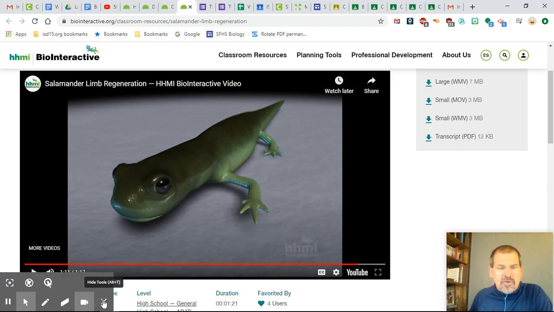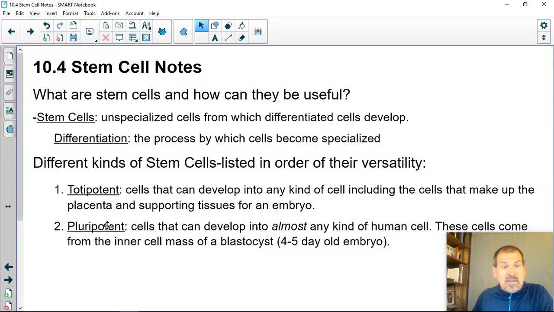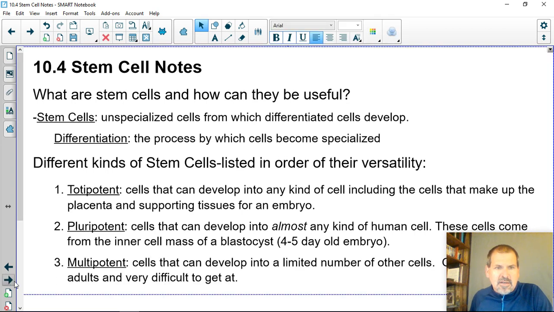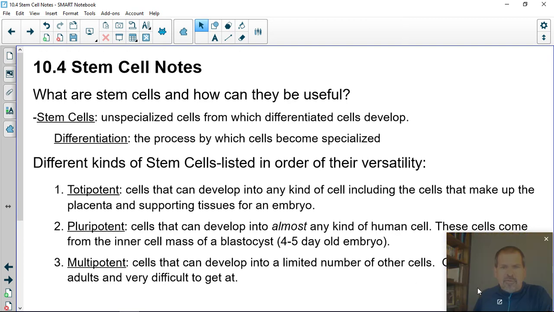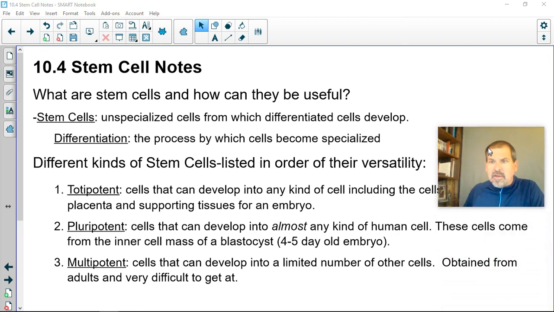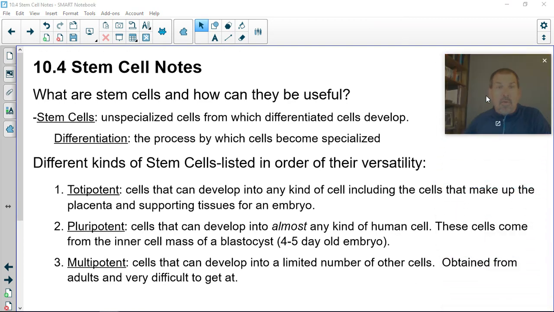All right, so let's turn our attention to finish up our notes. Okay, so we left off with defining these two kinds of cells, totipotent and pluripotent. We're almost there. So there's one more kind of stem cell, and it's referred to as multipotent. So a multipotent stem cell. These are cells that can develop into a limited number of other kinds of cells. These are obtained from adults, and they're very difficult to get at because they are buried in tissue.